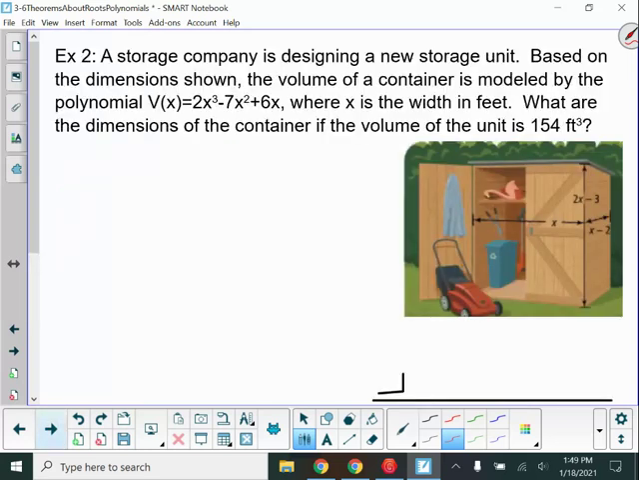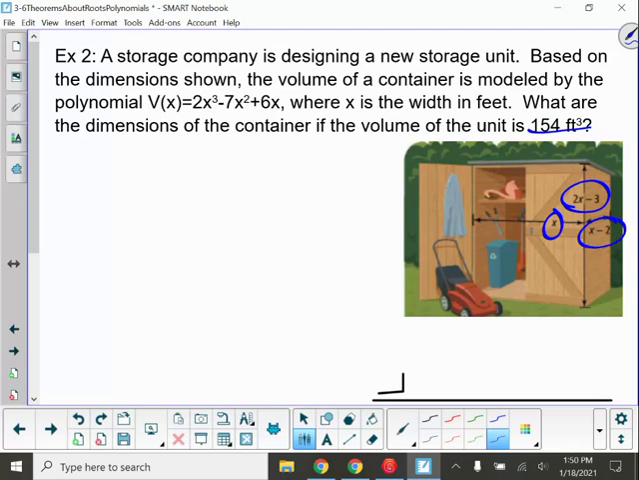Okay, now we're going to dive into a problem where we're actually going to go through and solve. It says a storage company is designing a new storage unit based on the dimensions shown. The volume of a container is modeled by the polynomial v of x is equal to 2x cubed minus 7x squared plus 6x, where x is the width in feet. What are the dimensions of the container if the volume of the unit is 154 feet cubed?